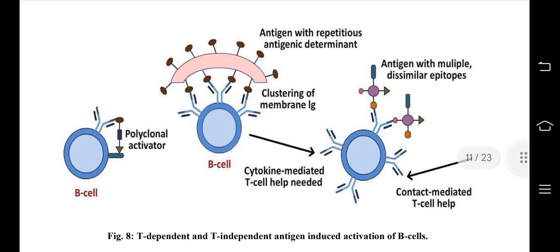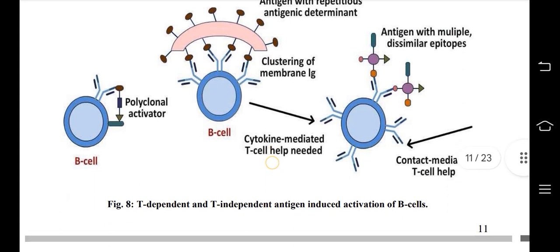So, polyclonal activator. B cell antigen with repetitious antigenic determinants: clustering of membrane Ig, cytokine-mediated T cell help needed. Antigen with multiple dissimilar epitopes: contact-mediated T cell help.